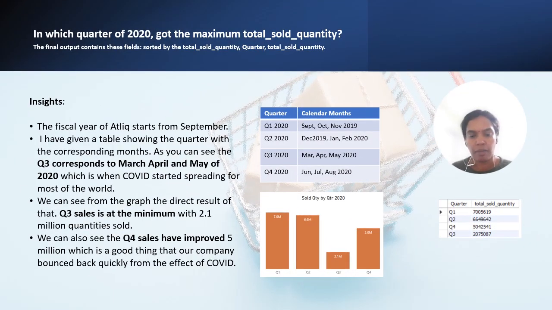If you notice the bar chart that is shown here, Q3 has the least sales in the 2020 fiscal year. 2020 Q3 corresponds to March, April, May of the 2020 calendar year. And we know that is when the COVID hit and the sales slowed down everywhere. And you can also see that in Q4, the sales bounced back to 5 million and our company started regaining the market.